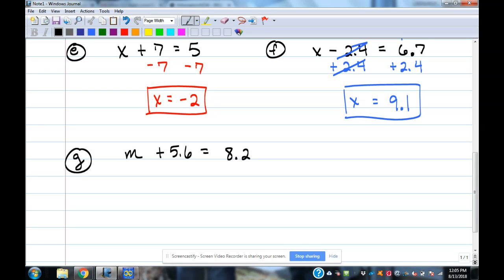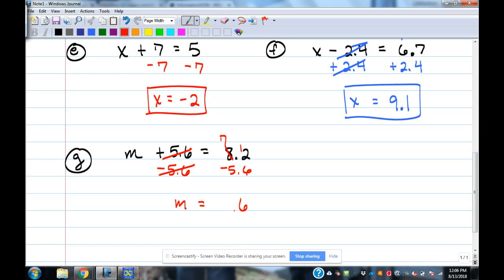So when I do that, the 5.6s do what? Yep, cancel each other out. There's m by itself. Now, can we take 2 minus 6? No, got to borrow 1.